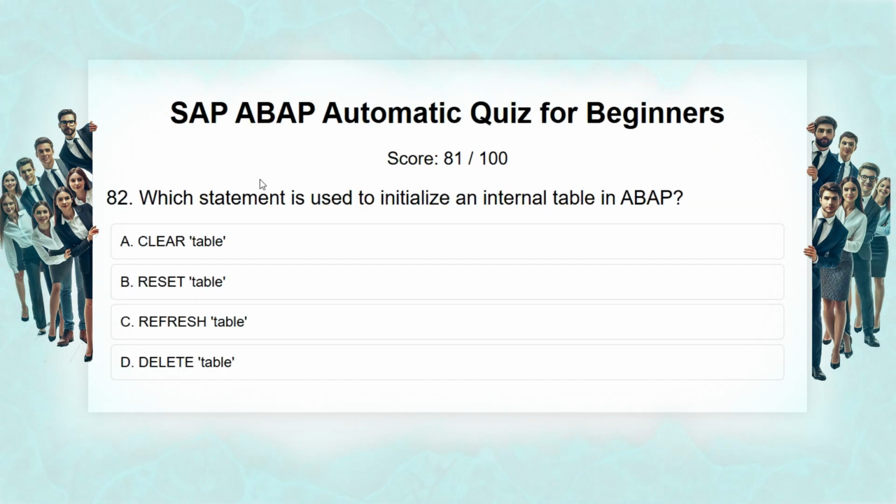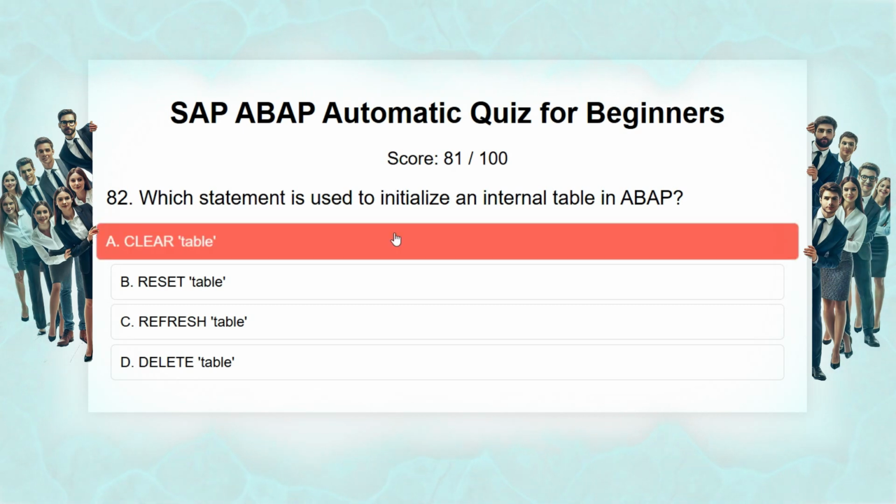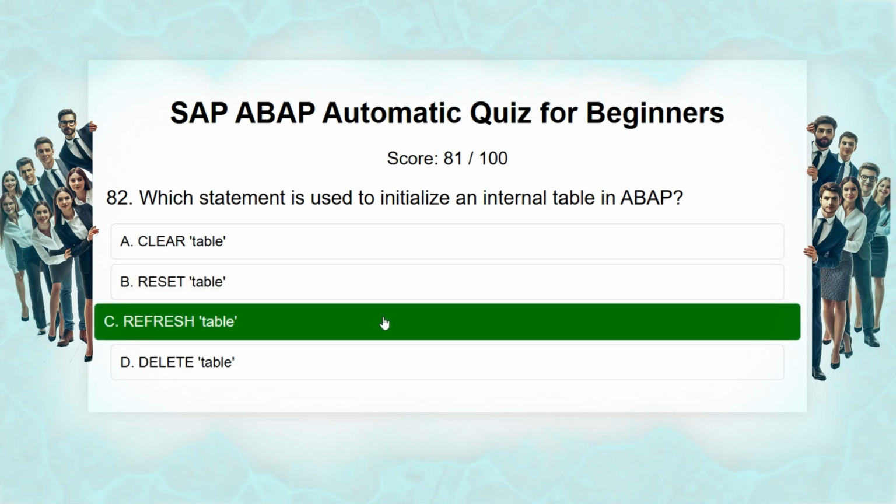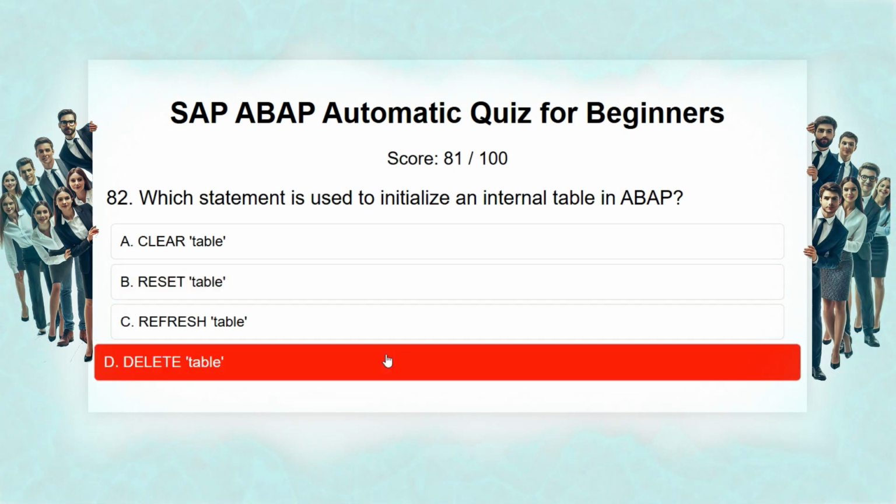82. Which statement is used to initialize an internal table in ABAP? A. Clear table. B. Reset table. C. Refresh table. D. Delete table.